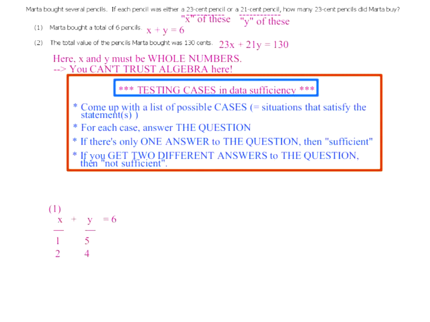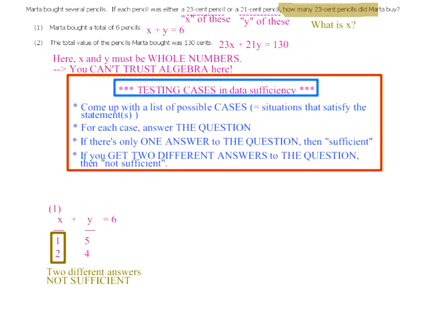Why not? Because we've got two answers. Notice what the question is. The question is, what is x? It's how many 23-cent pencils. So in terms of the x and y that we defined here, this question is, what is the value of x? We just found two values for that variable. So two different answers, not sufficient.